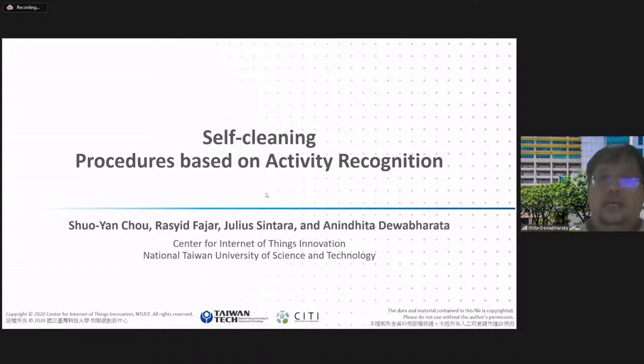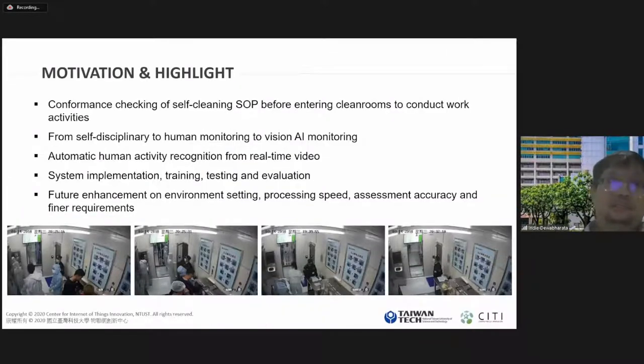In this research, we want to have a more automatic checking system by using a combination of computer vision and real-time video that can identify all the procedures for the clean room activity. For example, if you have already done cleaning the head, it will inform you that the head cleaning is done. But if you miss one activity, it will also recognize that miss and inform you.